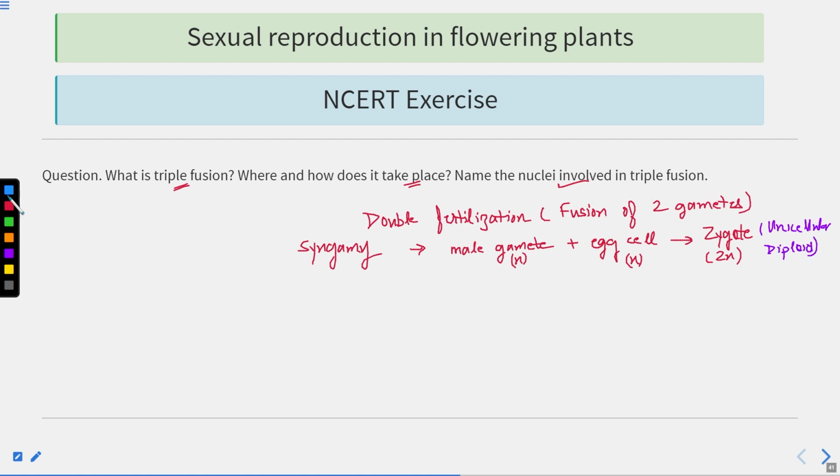Now what happens? There is one more fusion that is known as the triple fusion. So what happens during the triple fusion? The second male gamete, which will again be haploid, will fuse with the two polar nuclei. The two polar nuclei fuse together to form the secondary nucleus. Okay, how is this secondary nucleus formed? This is formed by the fusion of the two polar nuclei.